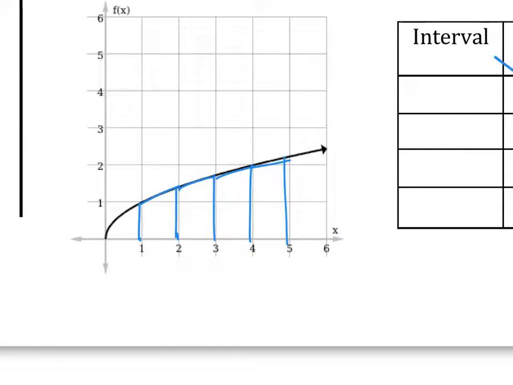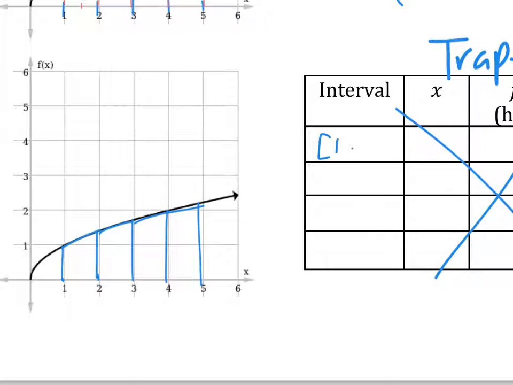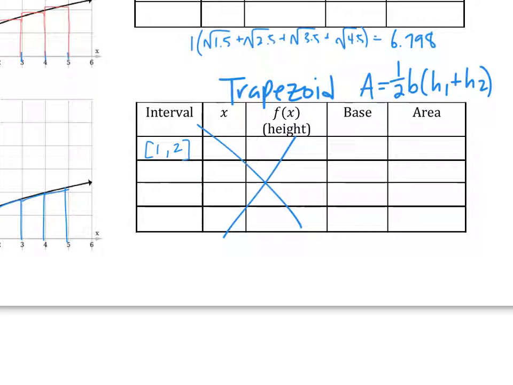All right. So between interval 1 and 2, we're going to find the area of that trapezoid between 1 and 2. According to the formula, it's going to be 1/2, base is 1. Height 1 is square root 1, which is 1. And then height 2 is square root 2.